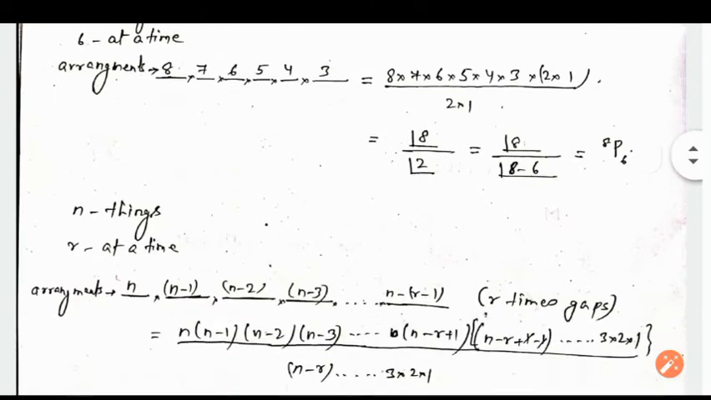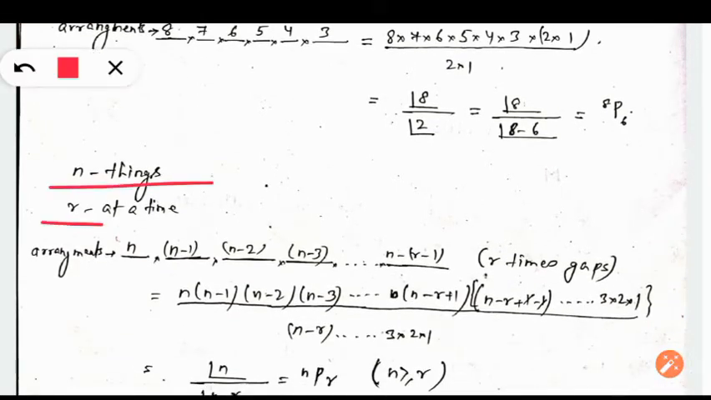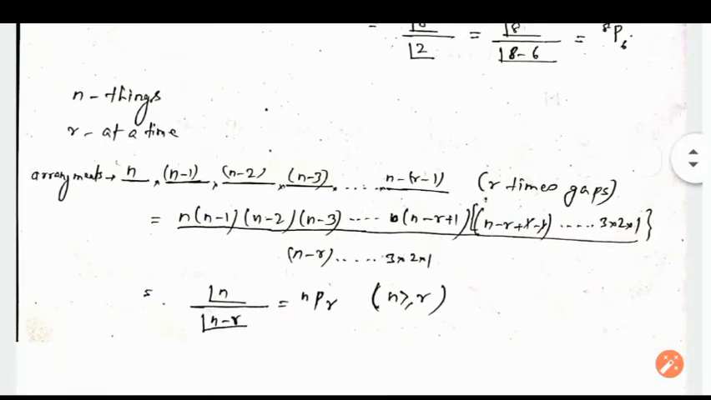So similarly, if we have n things and we are required to arrange n things in r places, then what will be the possible number of arrangements?